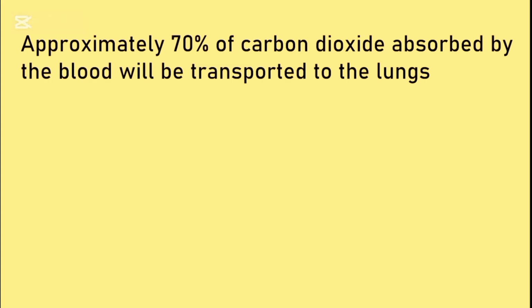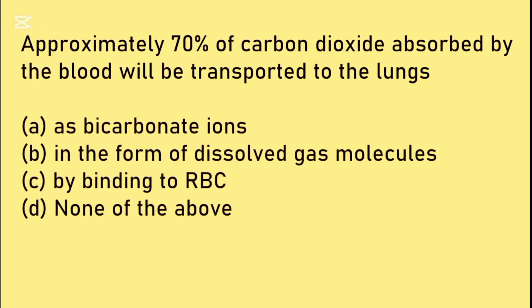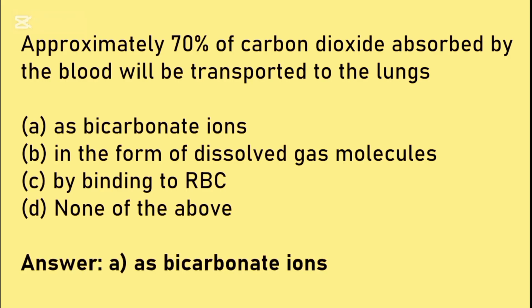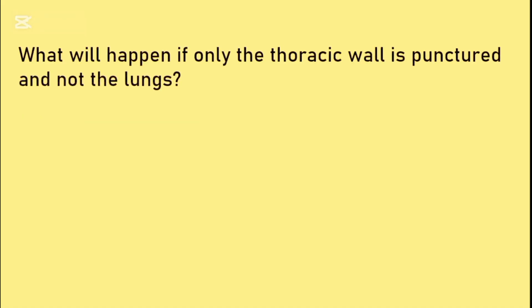Approximately 70% of carbon dioxide absorbed by the blood will be transported to the lungs as bicarbonate ions, dissolved gas molecules, or by binding to RBC, or none of these. Correct answer is A. Bicarbonate ions.